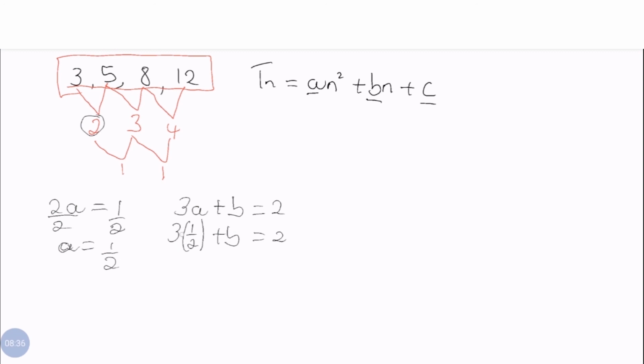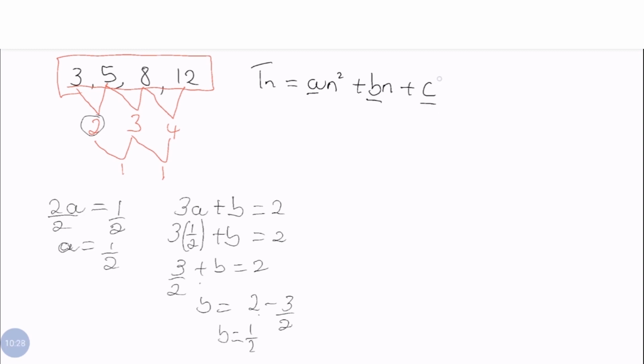So let us sort this out. That is 3 over 2 plus b equal to 2. Let us take the 3 over 2 from the left hand side to the right hand side. We will subtract it here and subtract it on the other side, such that we will have b equal to 2 minus 3 over 2. What is 2 minus 3 over 2? It is equal to 1 over 2.